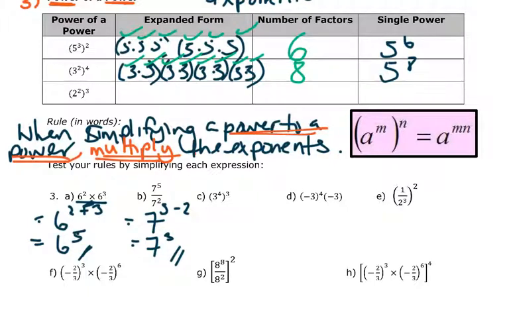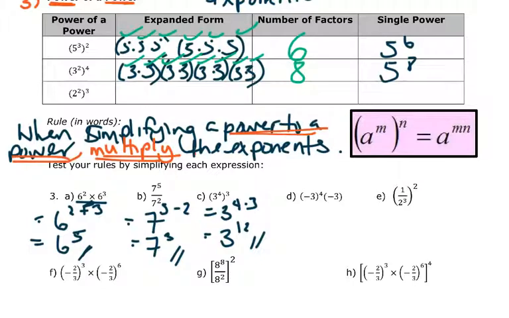Okay, and the next one, we've got 3 to the power of 4 all to the power of 3. So we don't have multiplication or division happening here. We have a power to a power. So what was that rule? It's right here. When simplifying power to a power, we multiply those exponents. So we should have 3 to the power of 4 times 3, which is going to be 3 to the power of 12. All done. Let's go to the next one.